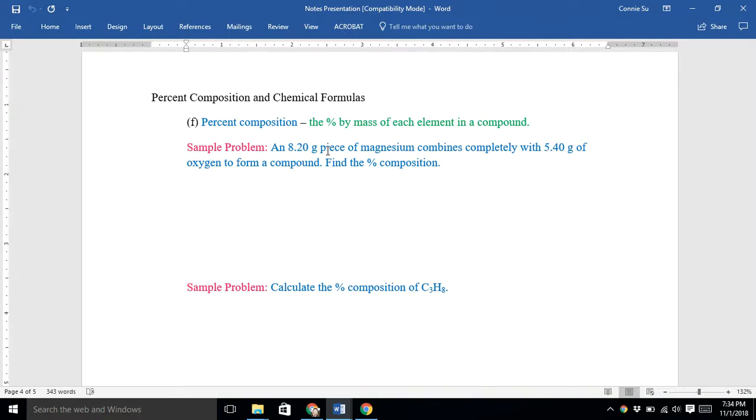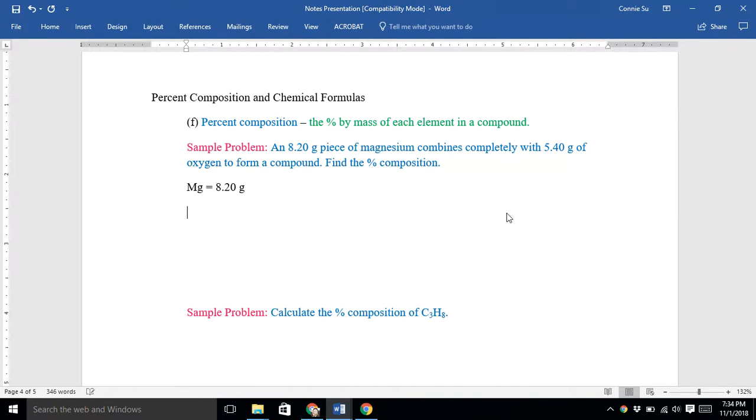I've got two sample problems here to work. Let's start with the first one. Sample problem number 1: 8.2 grams of magnesium is combining completely with 5.4 grams of oxygen to form a compound. I want to find the percent composition. Let me see what I have from the problem. Magnesium is given as 8.2 grams. Oxygen is given as 5.4 grams.